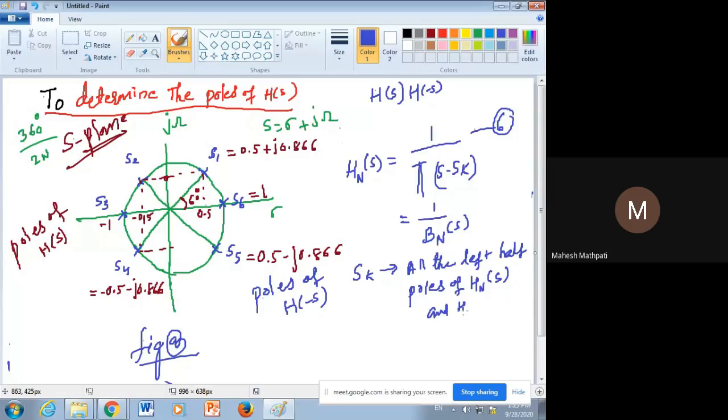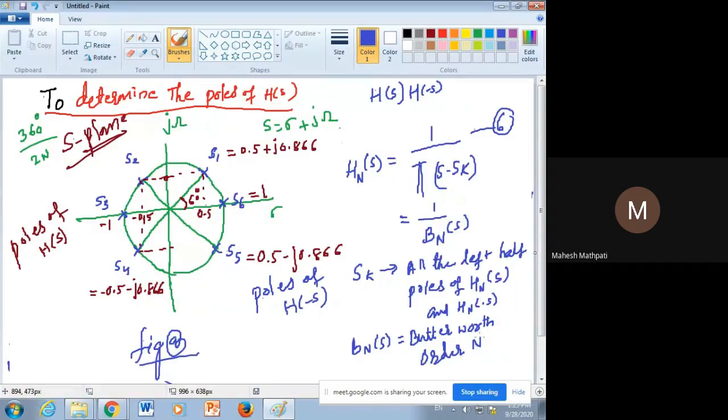Hn of minus s, and Bn of s is the Butterworth polynomial of the order n.